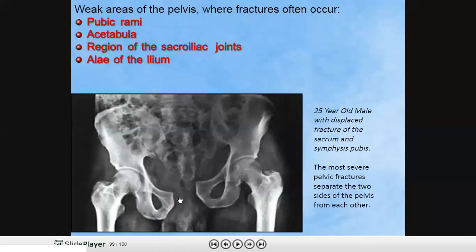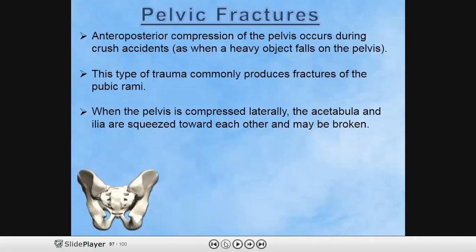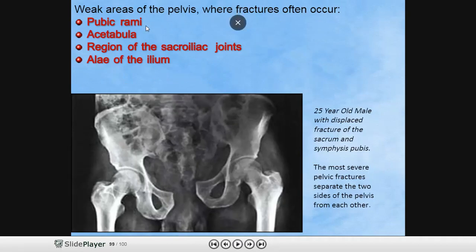You can see here how they got distorted. Okay, this is one of the X-rays which is showing the pelvic fracture. Okay, weak areas of pelvis. So you are finding the pubic rami, okay, acetabula, region of the sacroiliac joint, okay, and ala of the ilium.